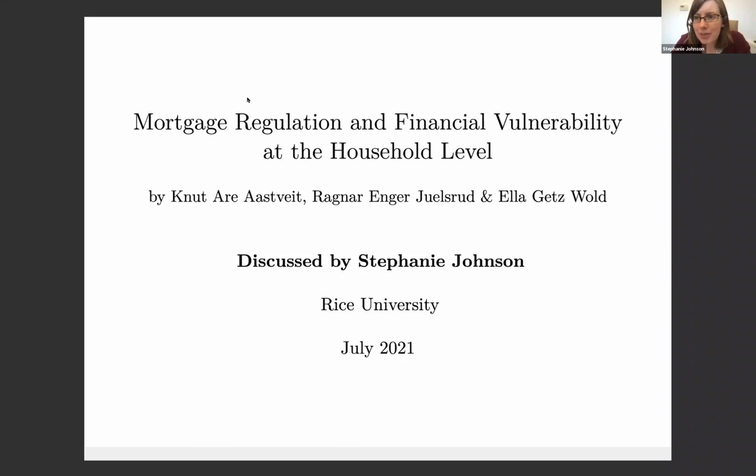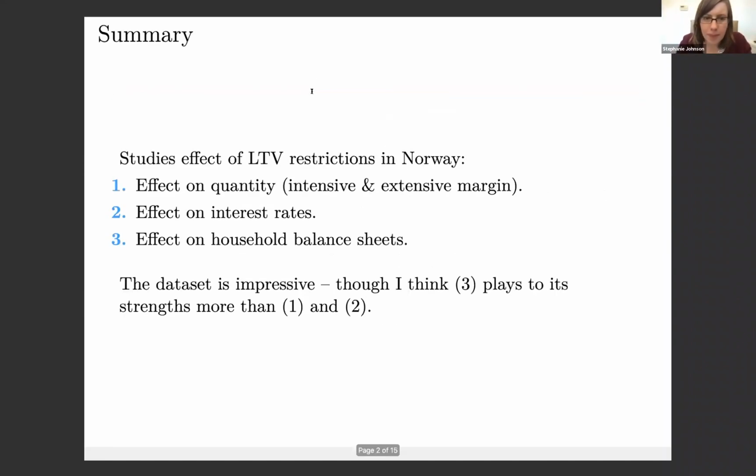Thanks very much for inviting me to discuss this paper. This paper broadly has 3 sections. They study the effect of LTV restrictions in Norway. First, they look at quantity effects, so this intensive and extensive margin response that Ella was talking about. Then they look at the effect on interest rates, and finally the effect on household balance sheets.